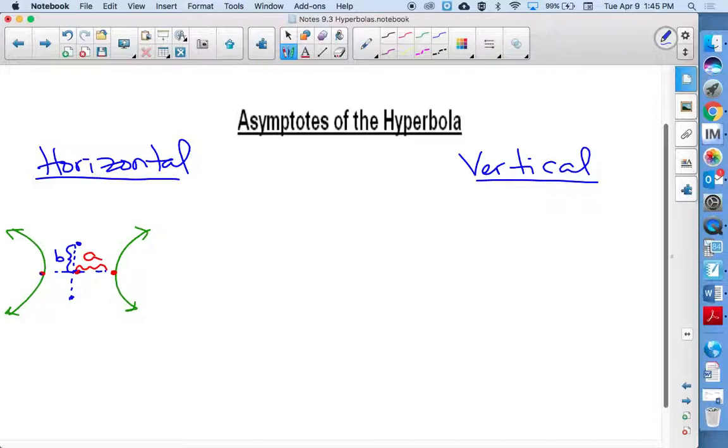The way we create the asymptotes is actually to make a box by graphing two horizontal lines through the upper point and the lower point of b, and two vertical lines through the points of the vertices. So we're going to create a box. So making a little box. That was supposed to go through the vertex.